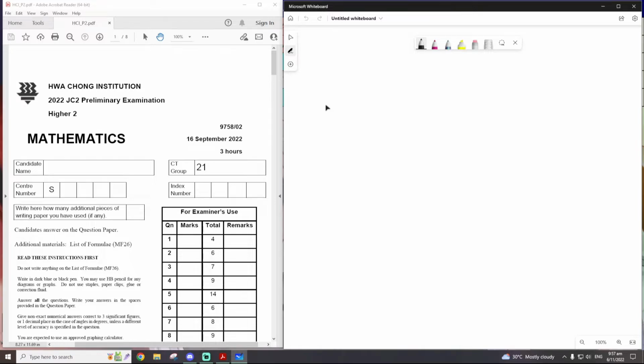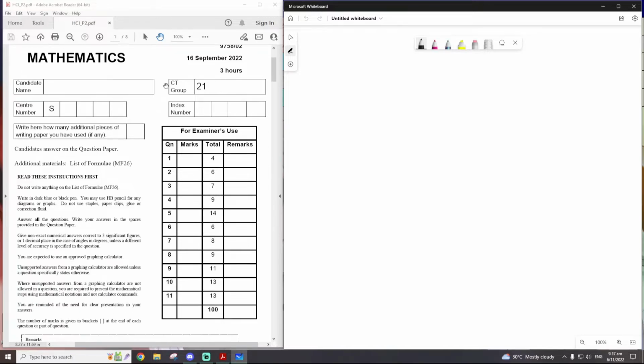Now, I personally think that this paper is a bit easier than paper 1. The pure math is very A-level-ish, and the stats is a bit more challenging, but nevertheless, it's a pretty fair paper. So let's have a look.